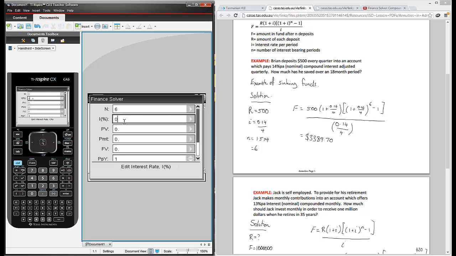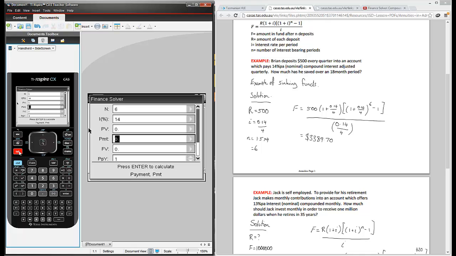Now, the next one is the interest rate. The interest rate is always given as a percentage per annum, and we use the nominal rate. So we put in 14 for our percentage. Click Tab to go to the next one, the present value. In annuities questions, we always leave present value as 0. Tab down again to payment.